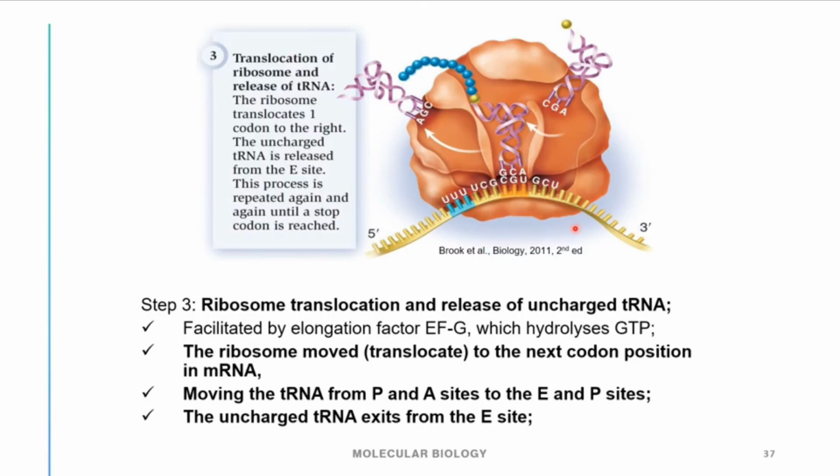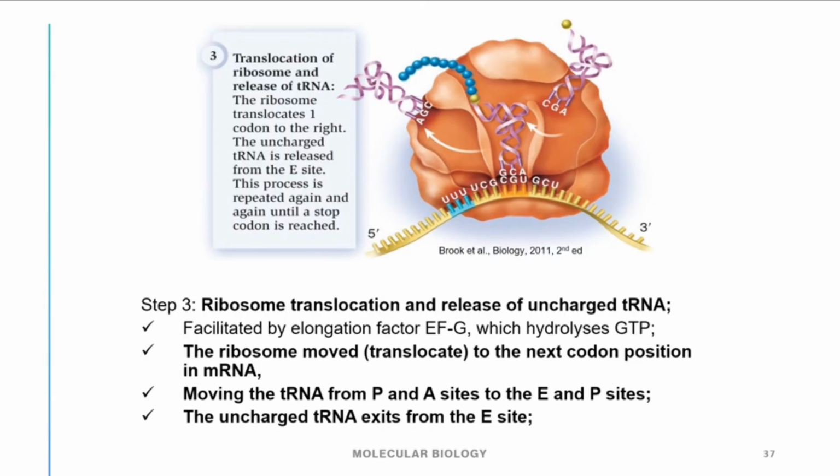Okay, so the 3 steps of elongation. The first step is the entrance of tRNA into the A site. The second step is the formation of peptide bond by the peptidyltransferase reaction. The third step is the translocation of the ribosome and the release of the spent tRNA, which will also allow the entrance of the next tRNA.